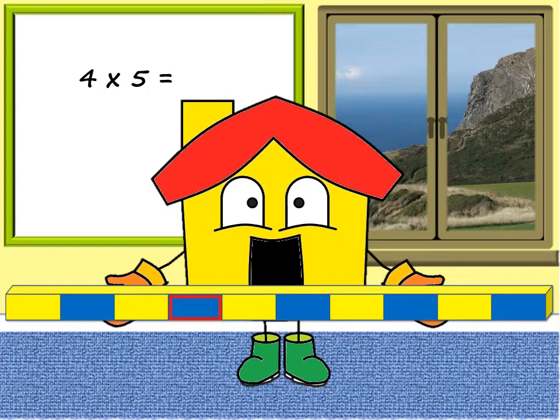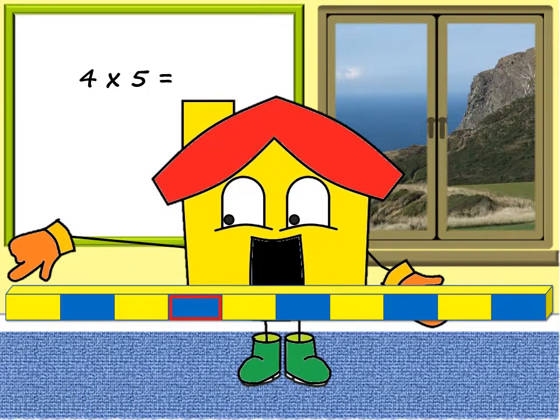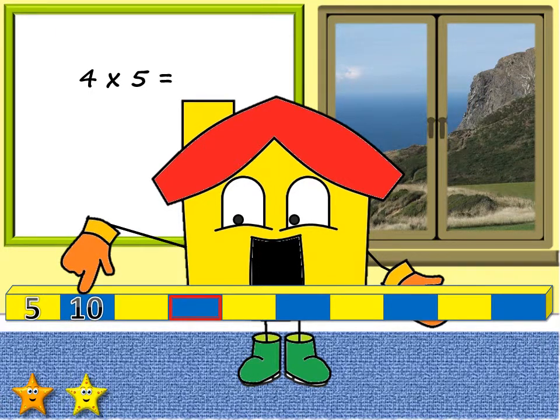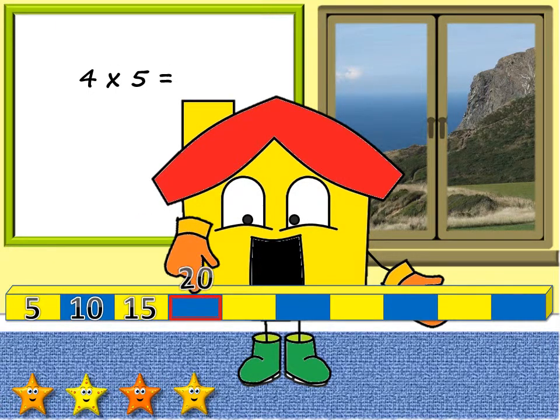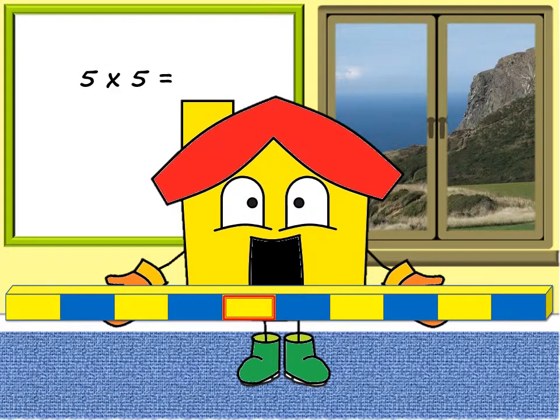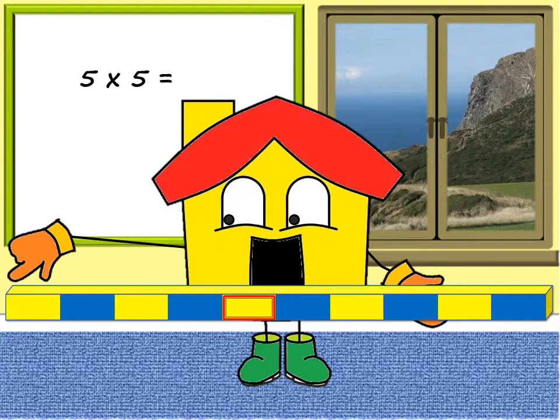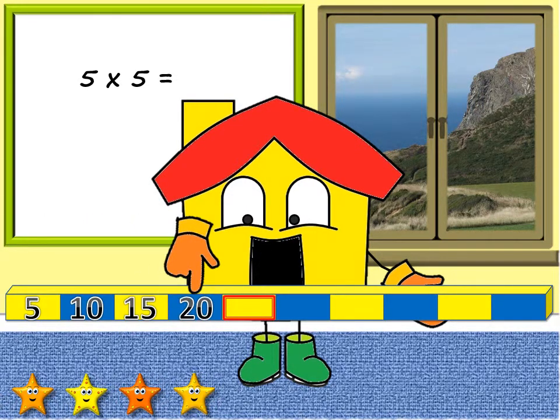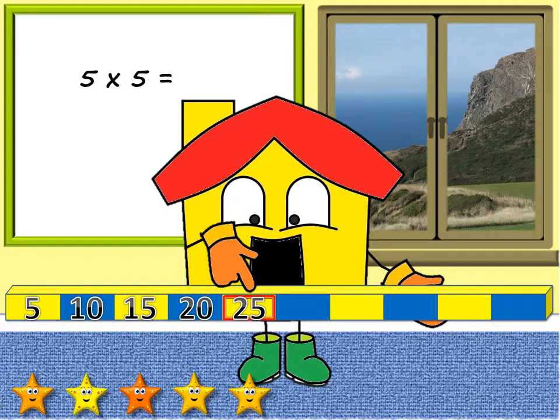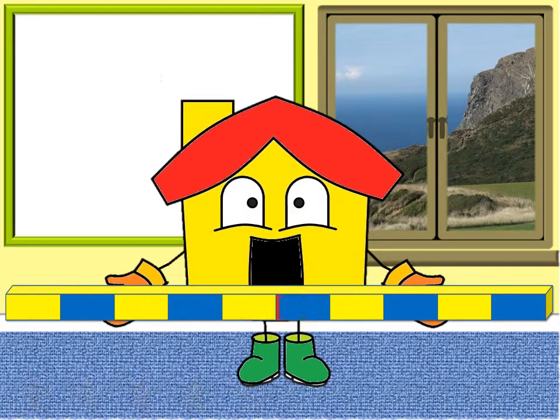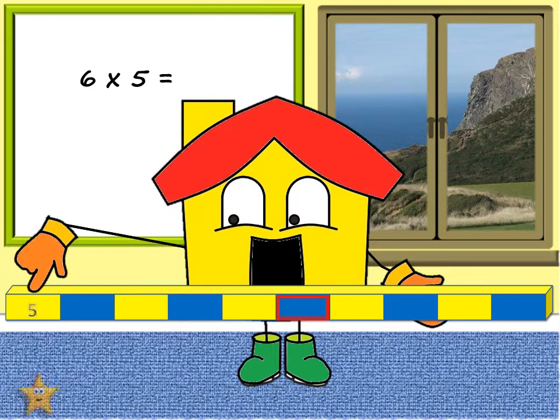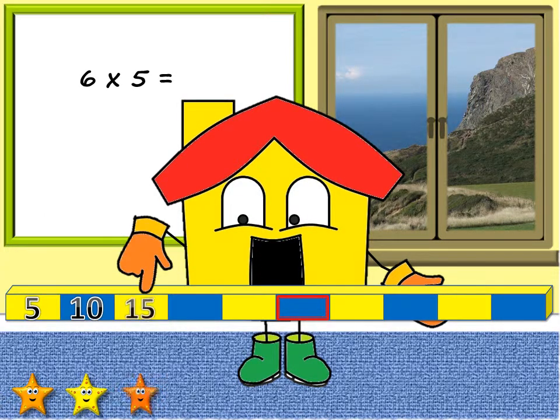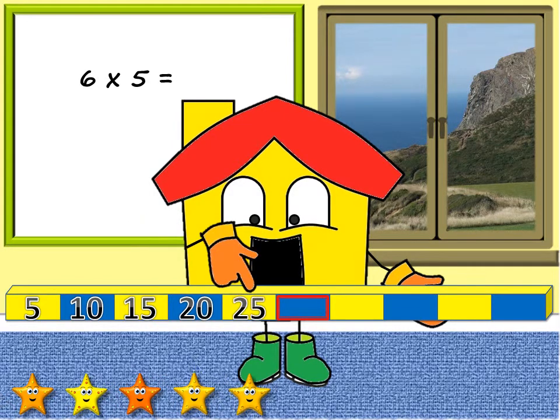Four groups of five. Zero. Five. Ten. 15. 20. Five groups of five. Zero. Five. 10. 15. 20. 25. Six groups of five. Zero. Five. 10. 15. 20. 25. 30.